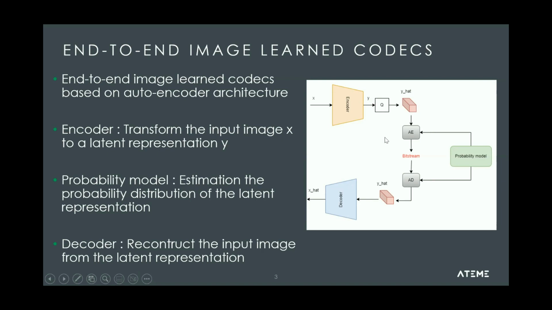Then we need to generate a bit stream in order to transmit this representation. For that, we need to apply an arithmetic encoding, and also to do so, we need to know the probability distribution of this latent representation. That is why we need a probability model. This probability model will estimate this probability distribution of the latent representation. Then we will generate our bit stream, we will transmit it, and at the decoder side, we apply arithmetic decoding, and we have a decoder to reconstruct the input image.